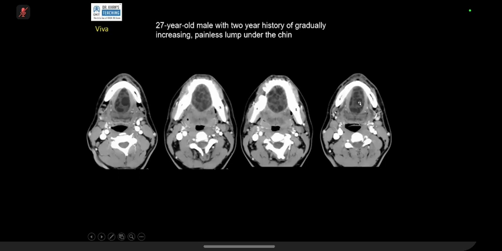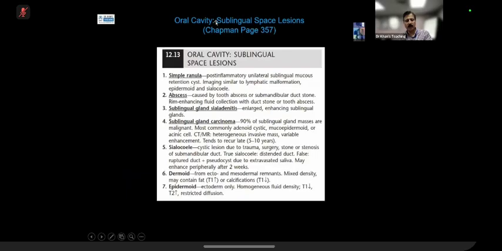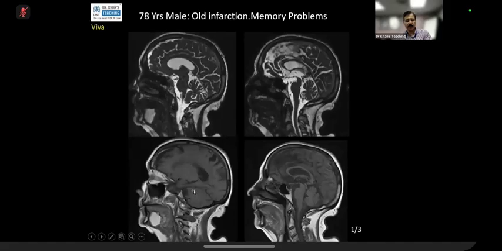It can be epidermoid. Epidermoids do not contain fat. Sorry, it is dermoid which will contain fat, right? Yes, dermoid. So please remember that dermoids can be within the tongue. Dermoids can be in the sublingual space also, outside the tongue. Both dermoids as well as epidermoids. If you see here in your book, sublingual space lesions will have dermoids and epidermoids. And similarly, they can be in the tongue also.